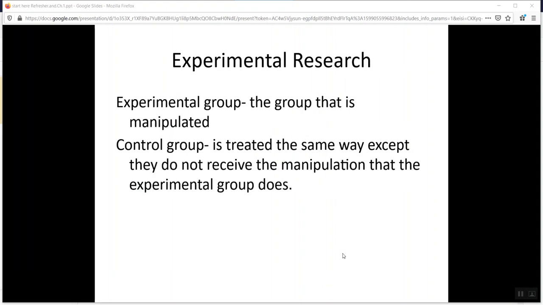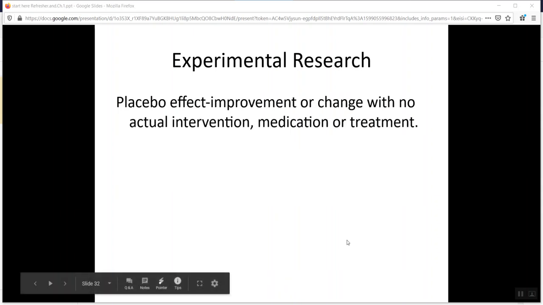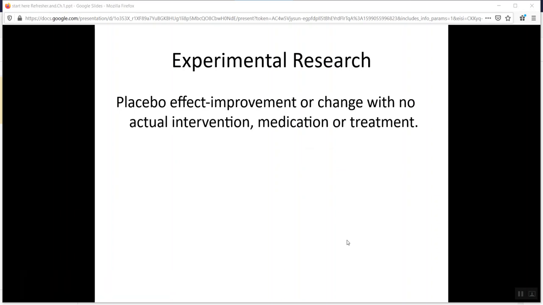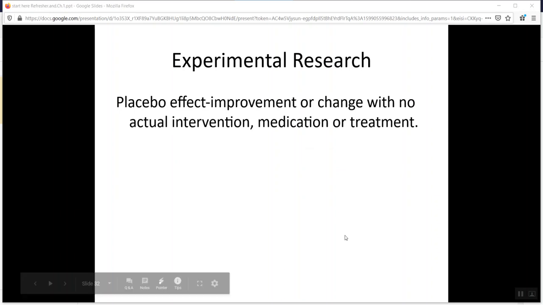So experimental research has the experimental group that is manipulated, and the control group, which is treated the same way, except they don't receive the particular drug or medication or treatment that the experimental group does. And again, we're trying to rule out that placebo effect that can take place.